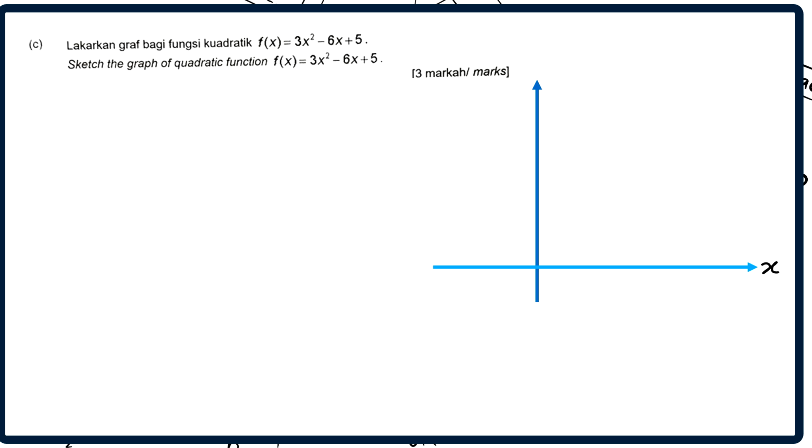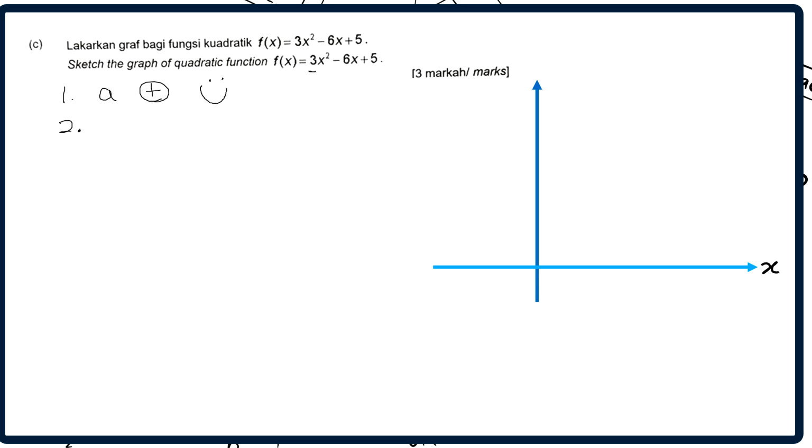So we do one question. Sketch the graph of the quadratic function f(x) equal to 3x squared minus 6x plus 5. When we sketch the graph, we only need to remember 5 steps. The first step is to find whether a is positive or negative. So we can see 3 is positive. So the shape of the graph is a U-shape, like happy.